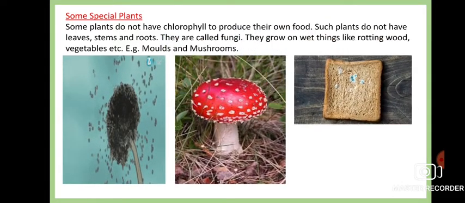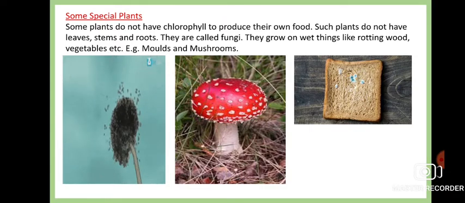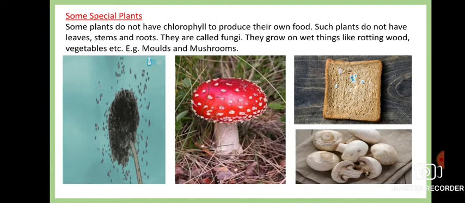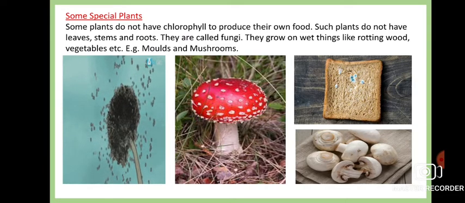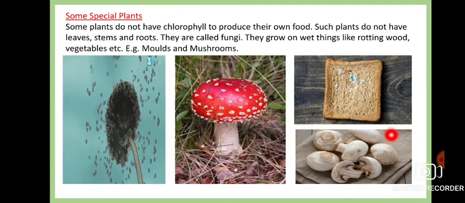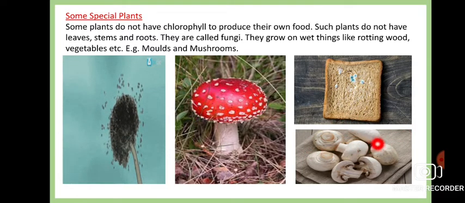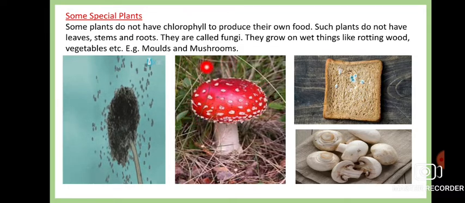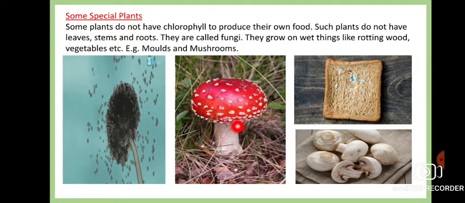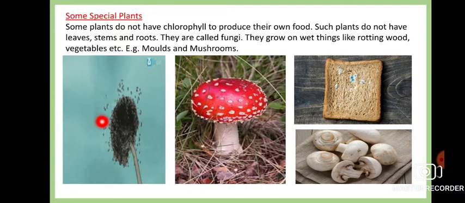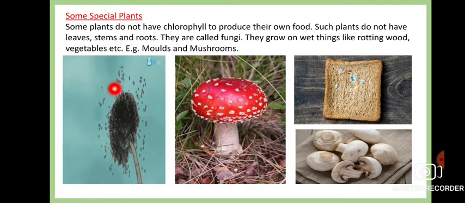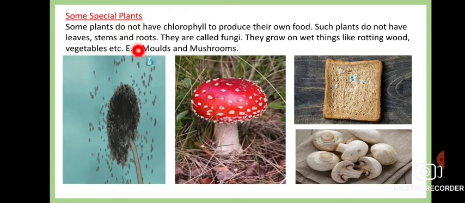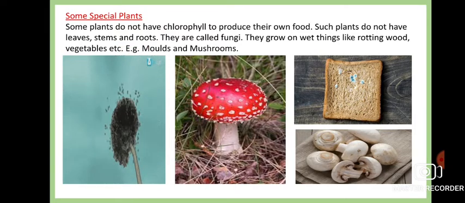You must have seen this. They grow on wet things like rotting wood and vegetables. What are the examples? Molds and mushrooms. I know this picture is very common to you. Button mushroom, what we often eat. So this is also a feature of the mushroom. If you notice the color, neither of them is green. There are also the spores of the fungus, which you will learn about in a later part, by which they can reproduce.